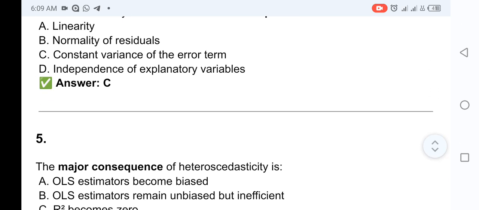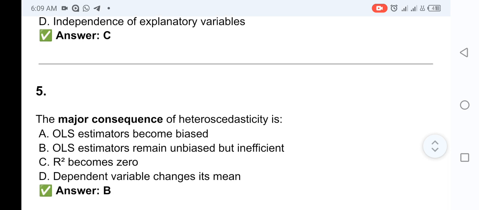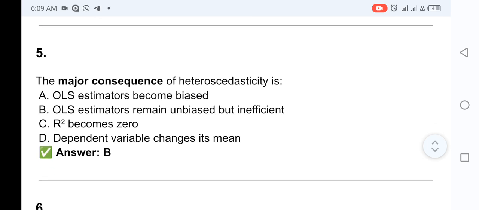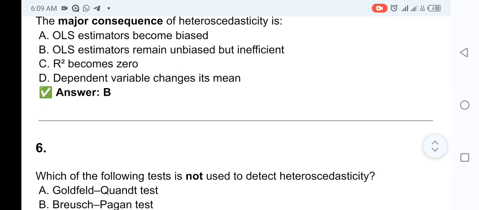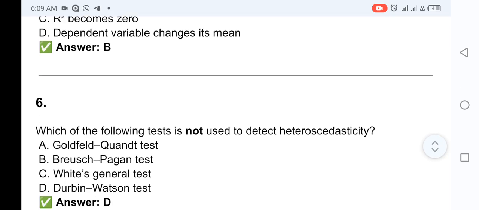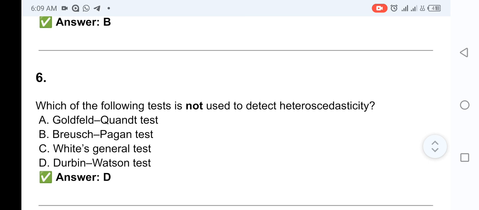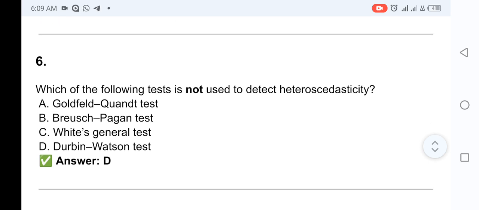5. The major consequence of heteroscedasticity is: A. OLS estimators become biased, B. OLS estimators remain unbiased but inefficient, C. R² becomes 0, D. Dependent variable changes its mean. Answer B.